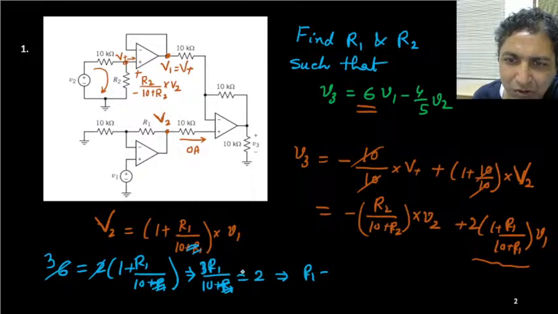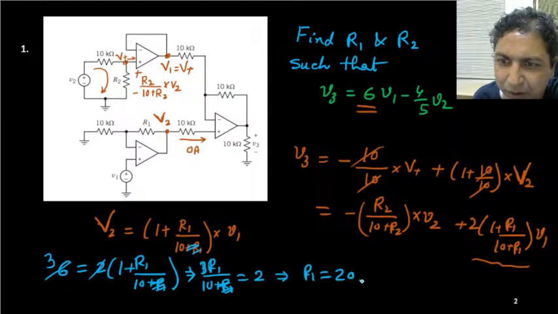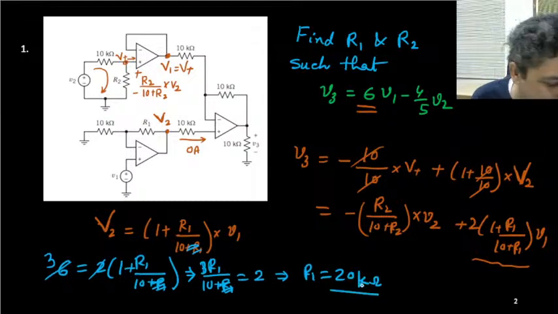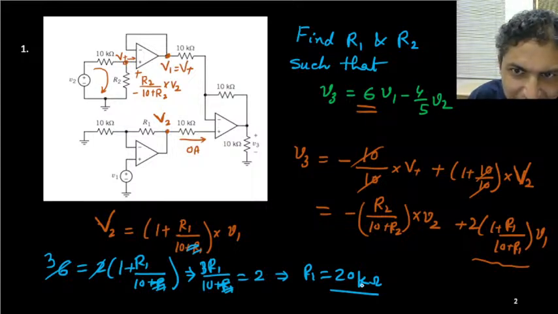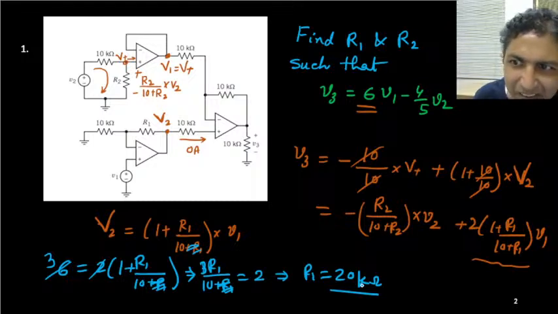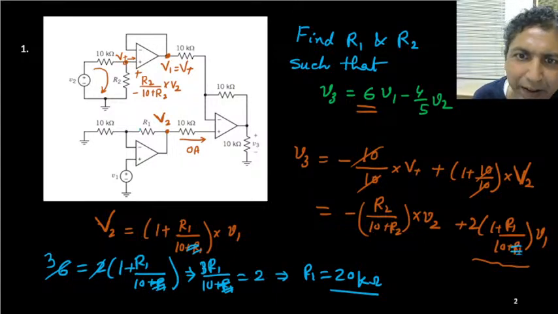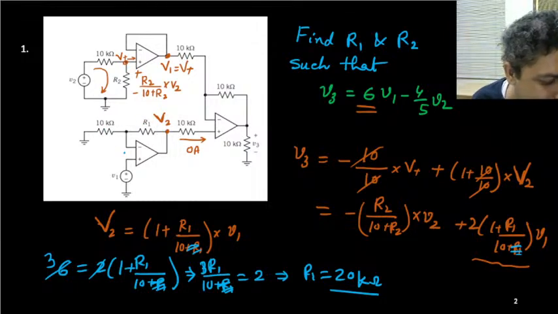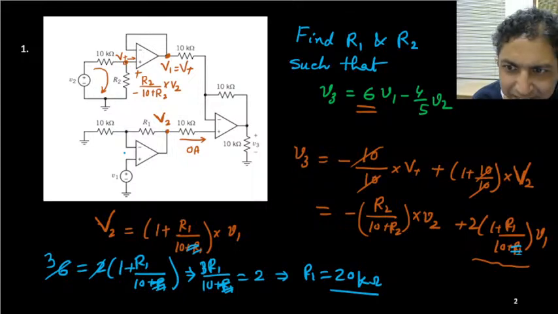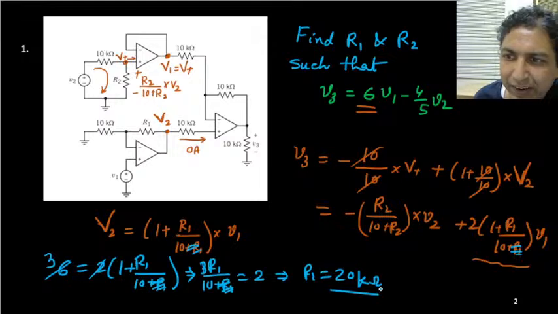So this R1 by 10 equals to 2. So R1 equals to, yeah, exactly, it is 20 kilo ohm. Because you are correct. Yes, it should be, because this is simply RF by R1, means here it is R1, it is a 10. Exactly correct? So it will be getting 20 kilo ohms.